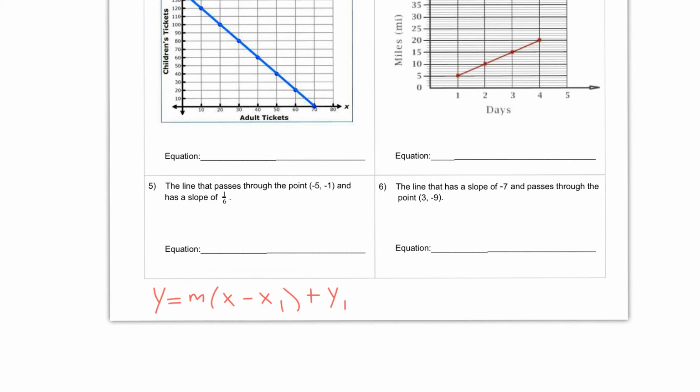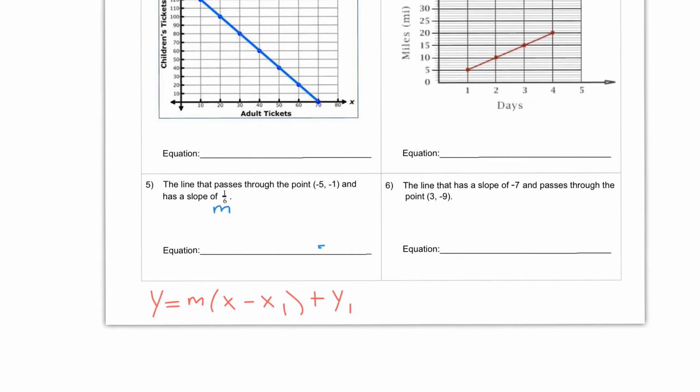So if we take a look at number 5, we want a line that passes through the point -5, -1 and has a slope of 1 over 6. So let's label what each of those represents in our equation. Our slope is m, so we're going to label this as m, and our point is our x and our y. So this would be x sub 1 and y sub 1. The sub 1s just represent that this is the x coordinate and the y coordinate of our first point.